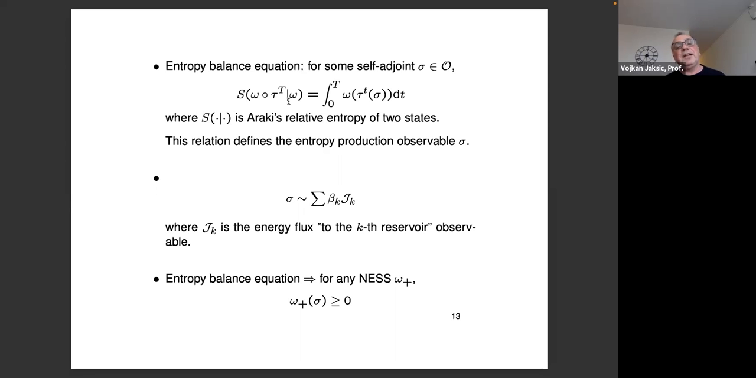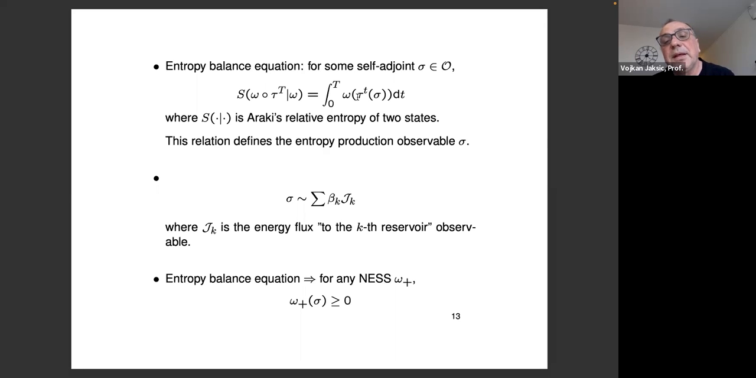But then to define it, one needs a modular theory. This is not entropy per unit volume. This is really a direct extension of the finite dimensional relative entropy to the infinite dimensional setting. Then if you look at the Araki relative entropy of the state evolved to some time T with respect to omega, how much the relative entropy has changed, then this is an integral from zero to T. And then here you have the expectation value of the time evolved, very specific observable sigma, and this sigma is the entropy production observable.